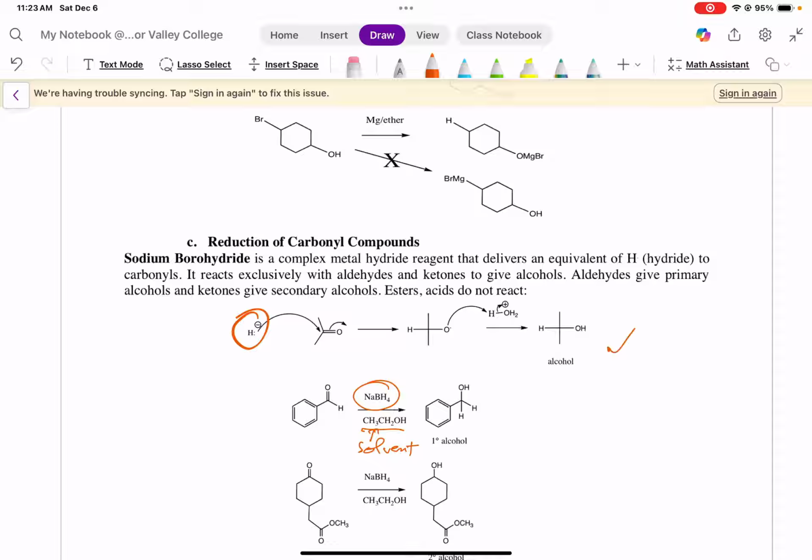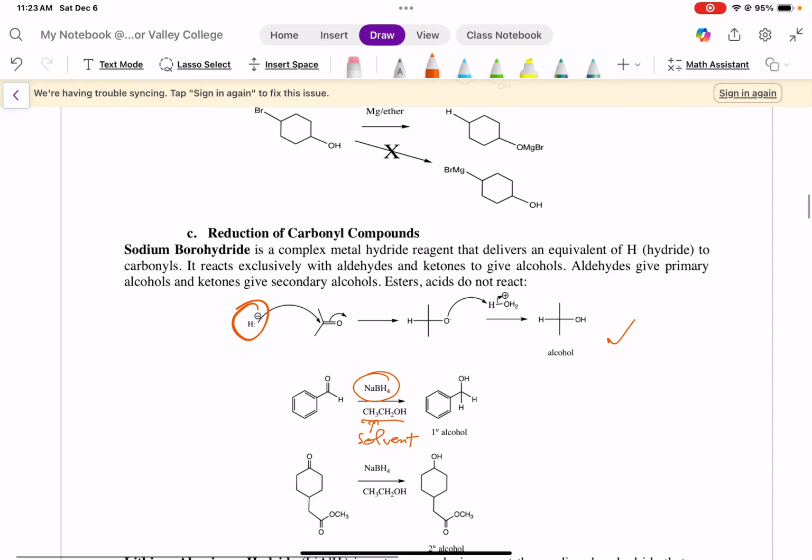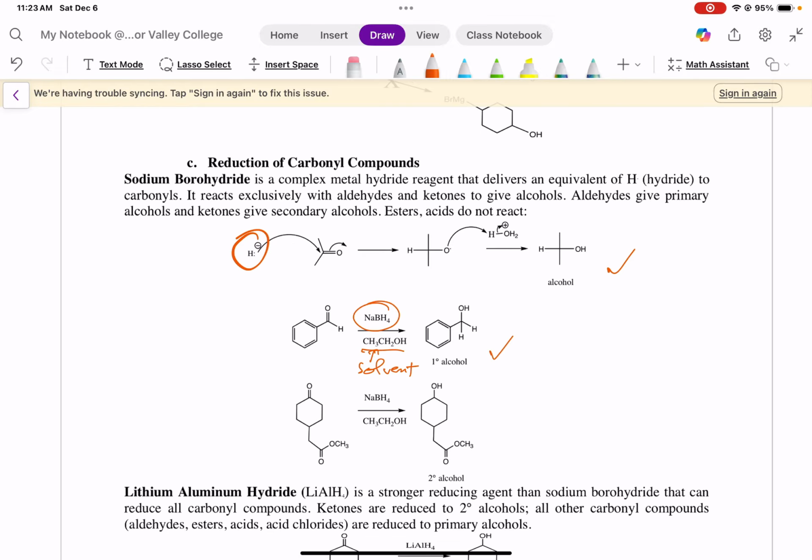And we can control what we want. If you use aldehyde, you get primary. You use ketone, you get secondary. So aldehyde gives you primary, ketone gives you secondary alcohol. And notice that the ester stays the same. So this one right here, only that. Do you notice that double bond right here stays the same? That's ester.